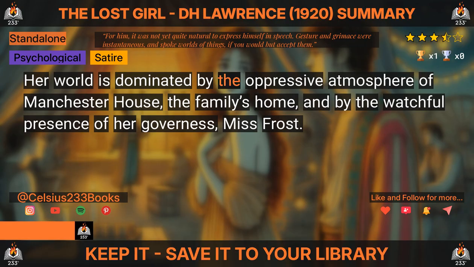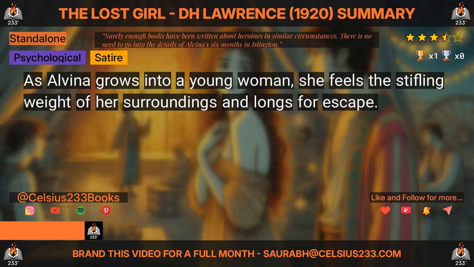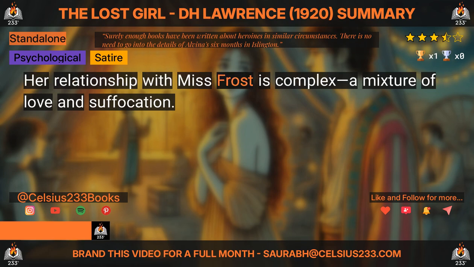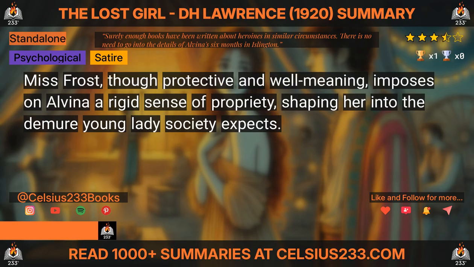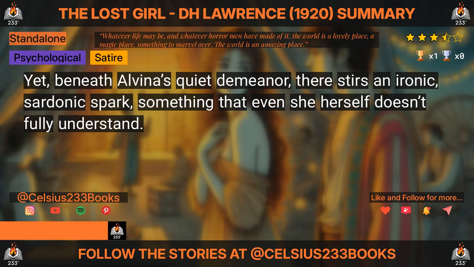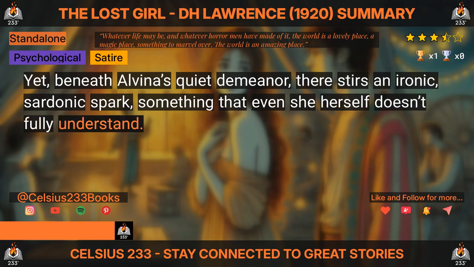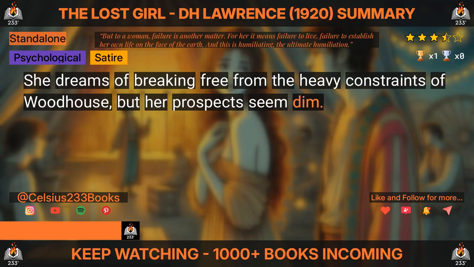Her world is dominated by the oppressive atmosphere of Manchester House, the family's home, and by the watchful presence of her governess, Miss Frost. As Alvina grows into a young woman, she feels the stifling weight of her surroundings and longs for escape. Her relationship with Miss Frost is complex, a mixture of love and suffocation. Miss Frost, though protective and well-meaning, imposes on Alvina a rigid sense of propriety, shaping her into the demure young lady society expects. Yet, beneath Alvina's quiet demeanor, there stirs an ironic, sardonic spark, something that even she herself doesn't fully understand. She dreams of breaking free from the heavy constraints of Woodhouse, but her prospects seem dim.